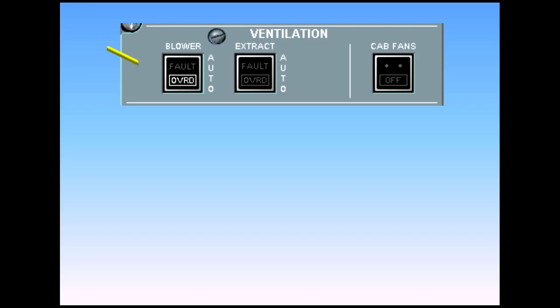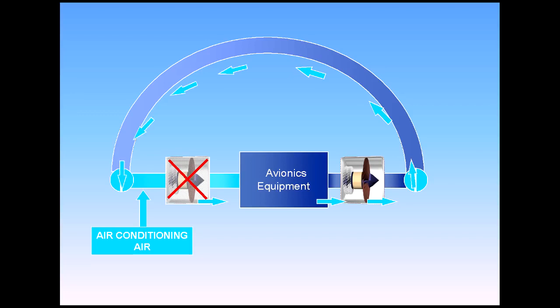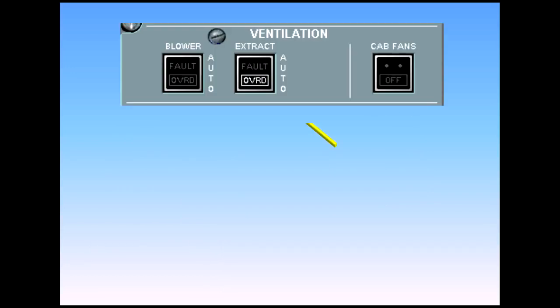The override mode is used during ECAM abnormal procedures. When the blower switch is in override mode, the blower fan is turned off. The system goes into closed configuration with air from the air conditioning system added to the ventilation air. When the extract switch is in the override mode, a reconfiguration of the ventilation system occurs to ensure adequate avionics equipment cooling.